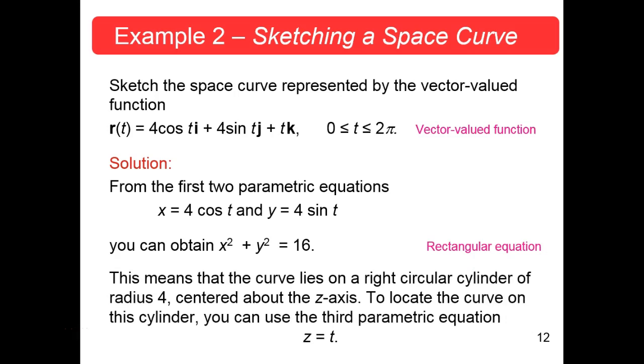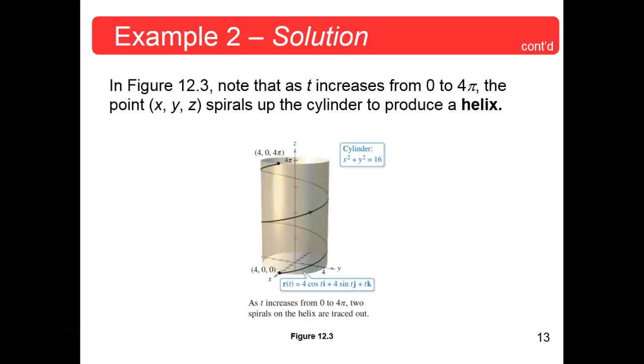Means the curve lies on a right circular cylinder of radius 4, centered on the z-axis, and to locate the curve on that cylinder, you use the third parameter to climb slowly at the rate of 0 to 2 pi. So this is how it looks on theirs. See, they bring the x down here and the y down there, and this is sort of what I think they call isometric. So it gives a better rendition here.